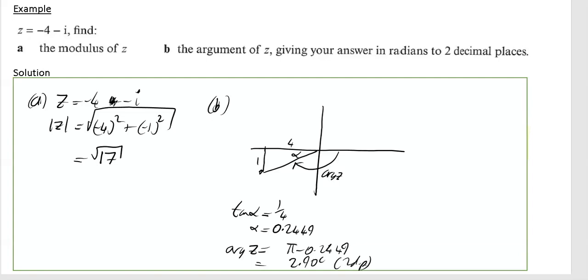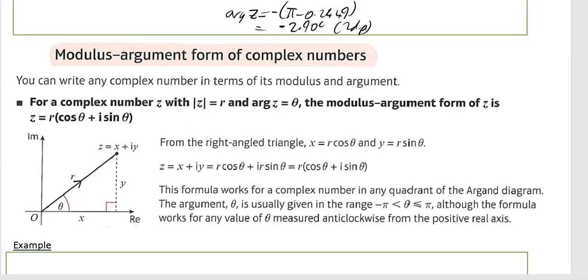And then remember, it's back this way, so this is a negative argument really. So just put a minus around all of that, and then it's minus 2.90 radians, and that's it. Okay, next thing is modulus argument form of complex numbers. You can write any complex number in terms of its modulus and its argument.